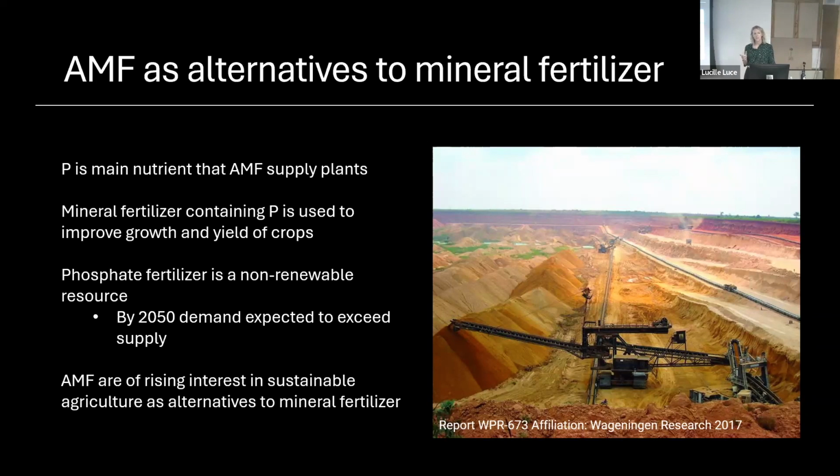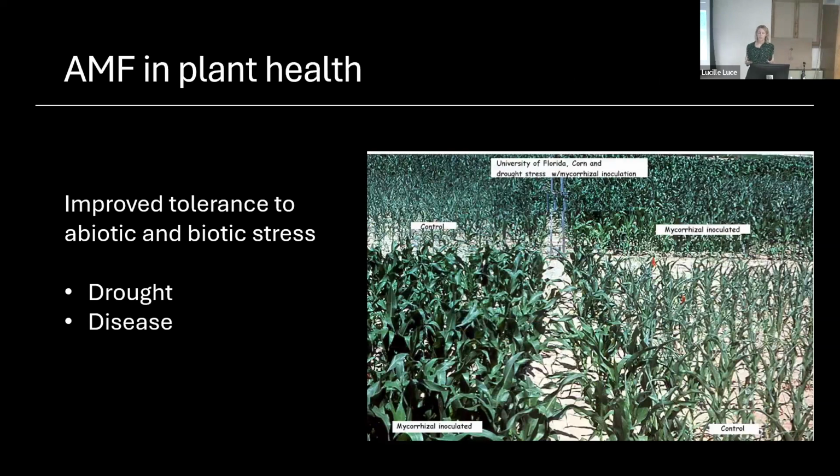And depending on which estimate you look at, there are various estimates ranging from being very conservative to being very unconservative. But it's estimated that by around 2050, the demand for phosphate fertilizer is going to start exceeding the potential supply. So in light of this, AMF are of rising interest in sustainable agriculture as alternatives to the mineral fertilizer.